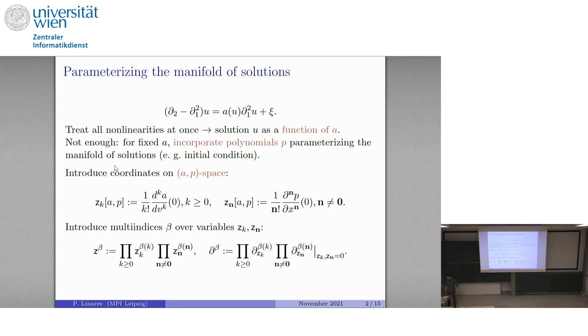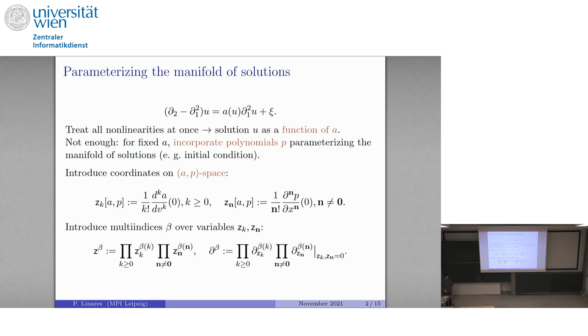We're focusing on the following class of quasilinear equations, just with additive noise. So just one nonlinearity, which is A. And we actually think of treating all nonlinearities at once. So in a certain sense, we see the solution U as a function of the nonlinearity itself. But very soon we realize that that's not enough to provide a solution, because even for a fixed nonlinearity, you have actually a manifold of solutions, which you can think of as being parameterized locally by polynomials.